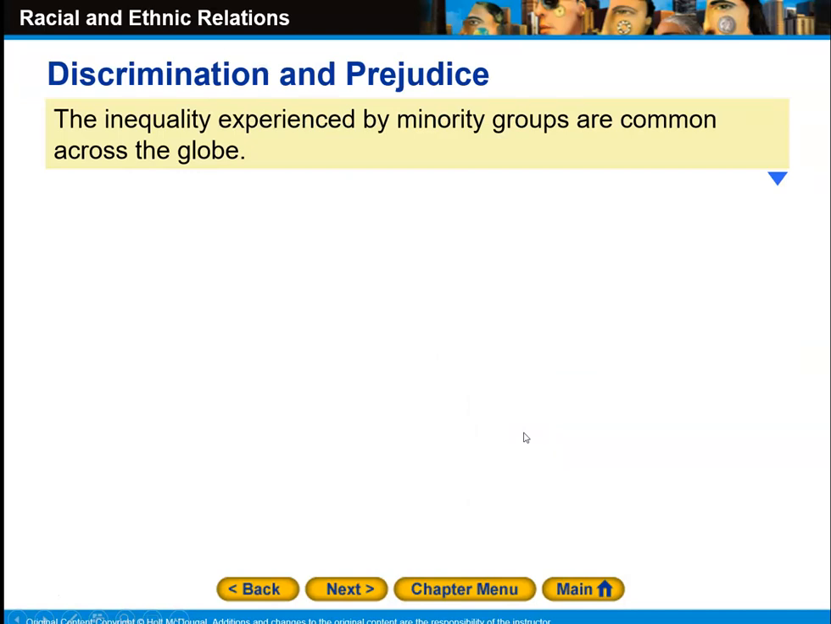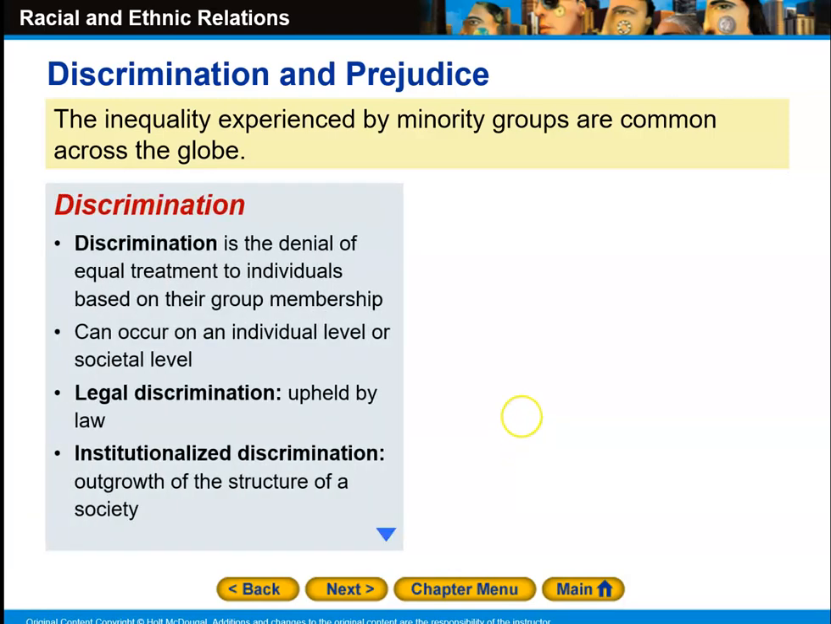All right, discrimination and prejudice. The inequality experienced by minority groups is common across the globe. Discrimination is the denial of equal treatment to individuals based on their group membership. It can occur on an individual level or a societal level. Legal discrimination upheld by law does take place. Institutionalized discrimination is the outgrowth of the structure of society. Institutionalized discrimination is when the practice is so embedded into our society that even when it's not legal, we're still doing it.